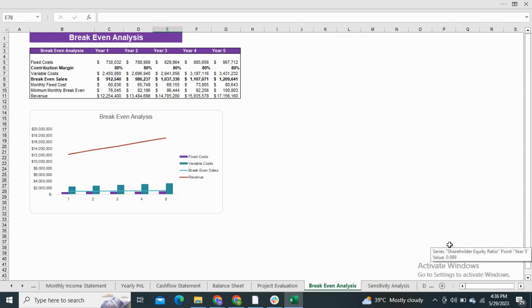Moving on to the break-even analysis. The break-even analysis is the point at which the cost and income of your business are equal. The model shows the break-even with respect to the sales amount as well as minimum monthly break-even.